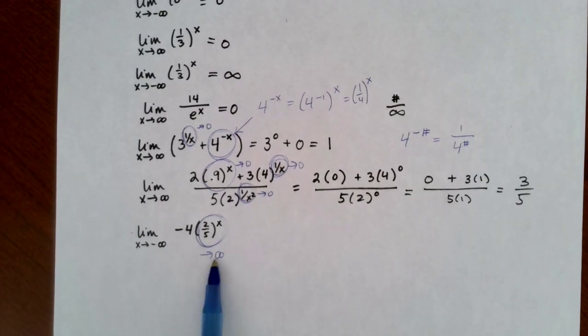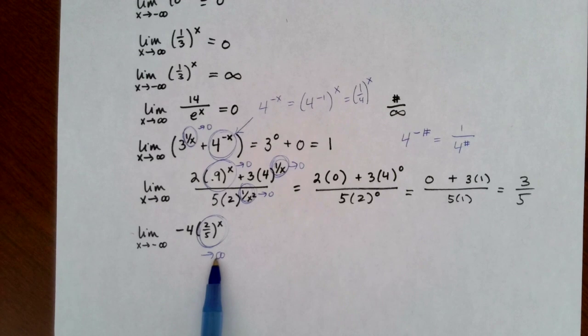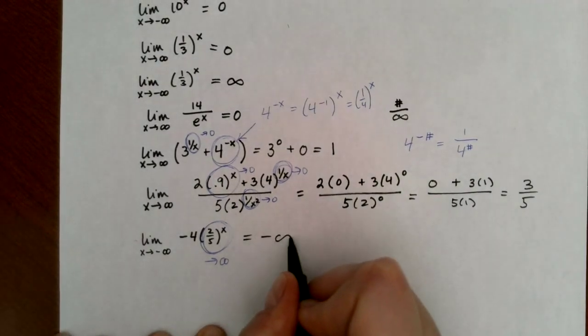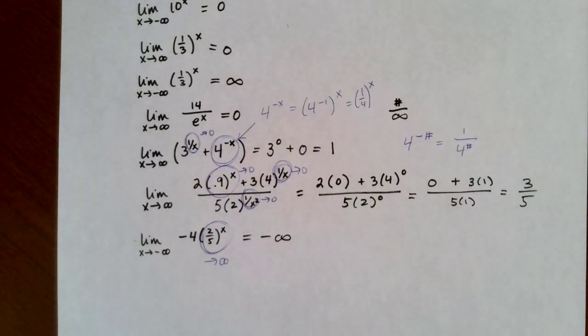If it's times a -4, now we're actually switching to negative large numbers. So this limit is negative infinity overall. So I said there was two different ways to think about it.